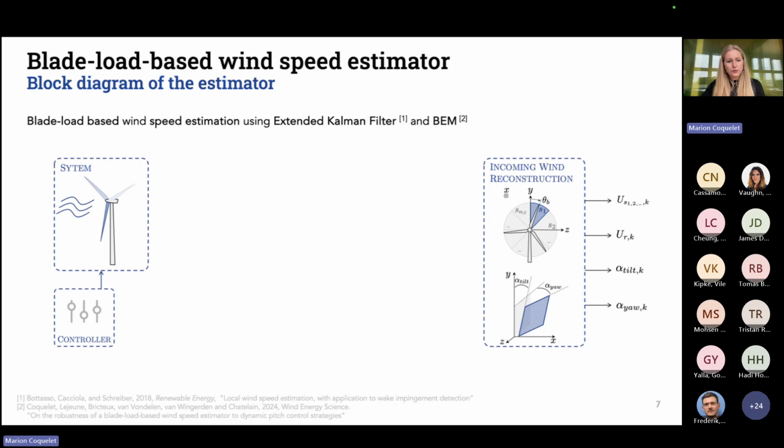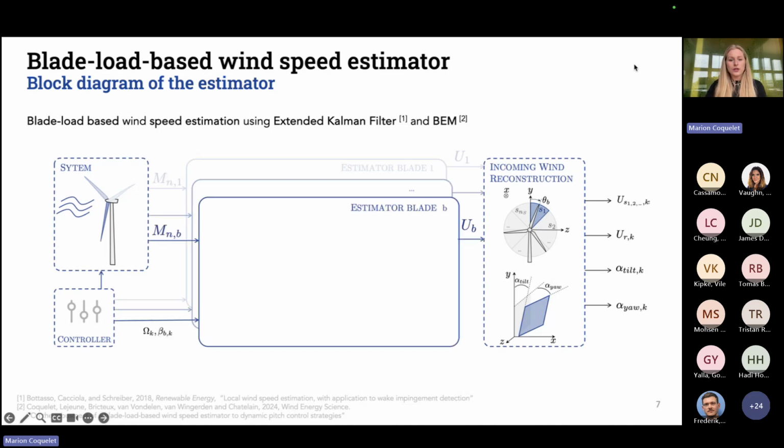The way we do it then is we have our system, which is the wind turbine with the wind. This system is controlled, and at the end of the day, what we want to reconstruct is the wind characteristics. And one option to do it, and we started with that work from Bottasso in 2018, was to use estimators that are based on extended Kalman filters.